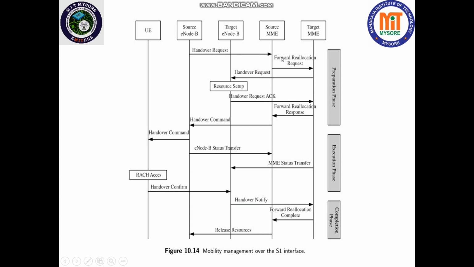Now this request of the source MME is forwarded to the target mobility management entity. Once this is received, again it will check all the details or the information of the MME as well as the system information of the eNodeB and user equipment, and handover is given to the target eNodeB, which is maintained by this target MME. So it forwards the handover request to the target eNodeB.